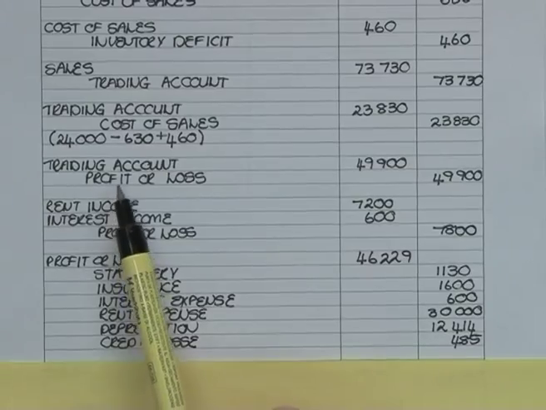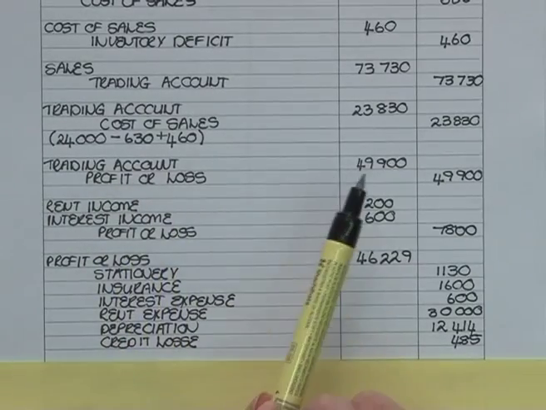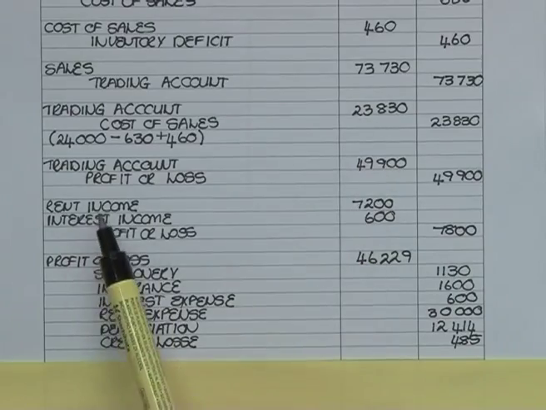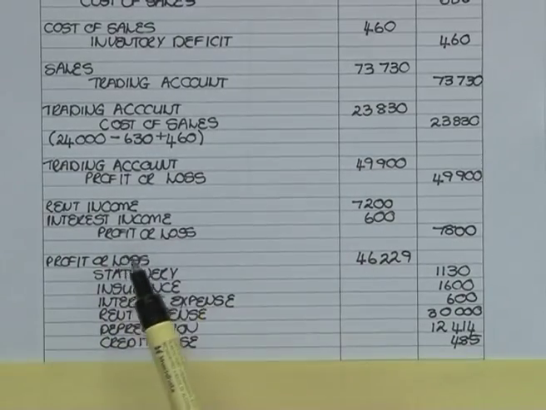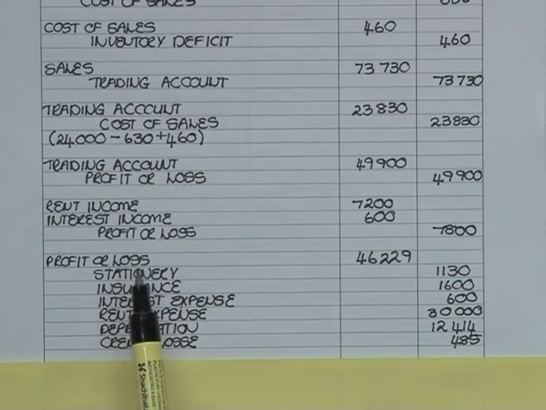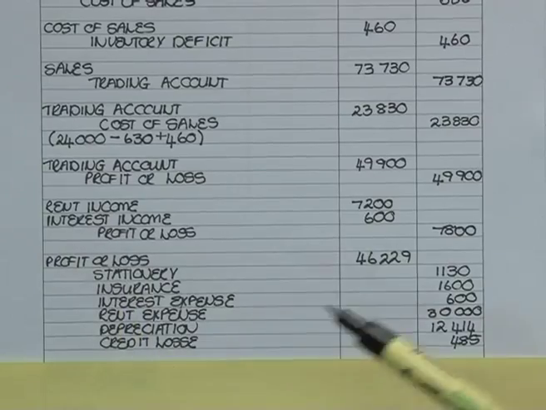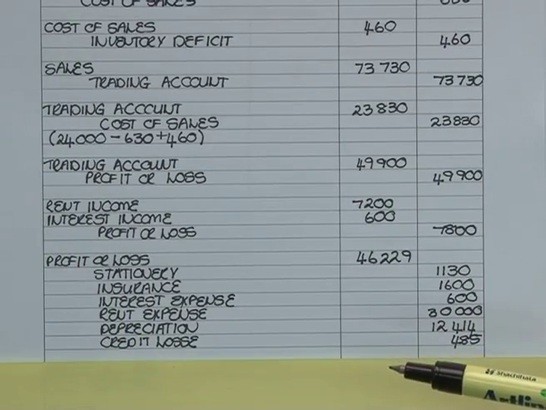So after we've closed off the gross profit to the profit or loss account via the trading account, the 49,900, all the other income items are also included in the profit or loss account, and we also closed off the expenses to the profit or loss account. We can now transfer the final profit or loss to the owner's account, and we're going to use the capital account for that.